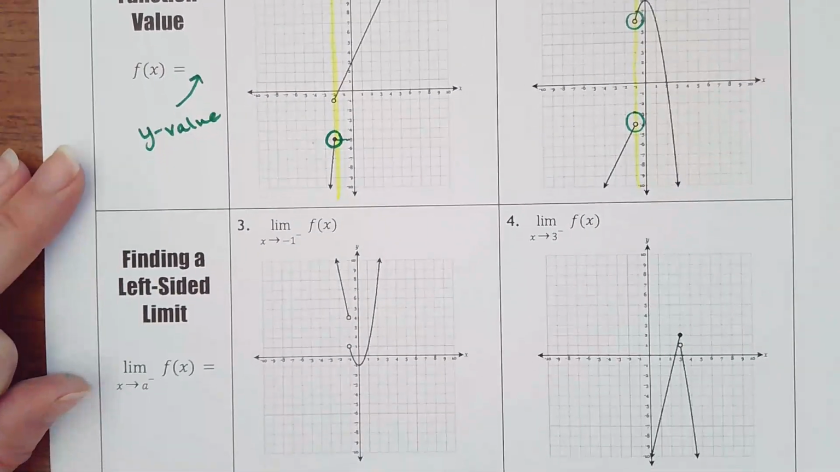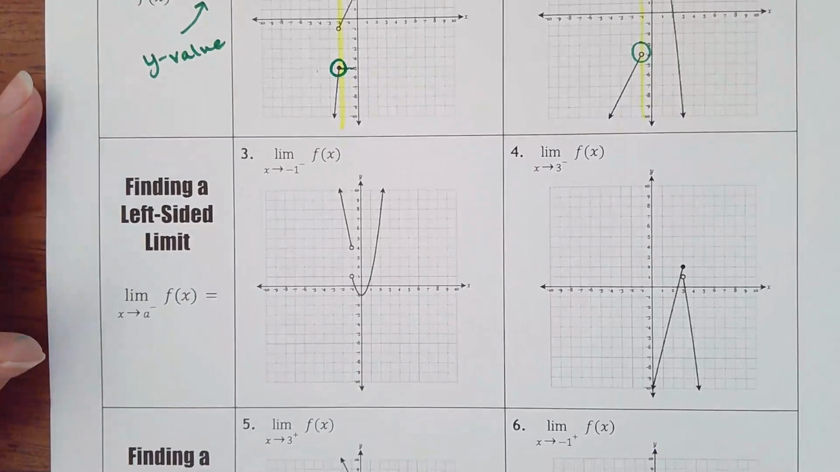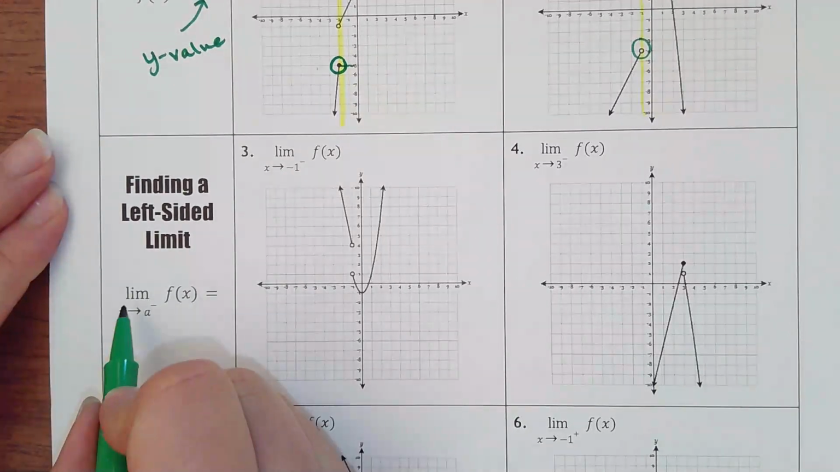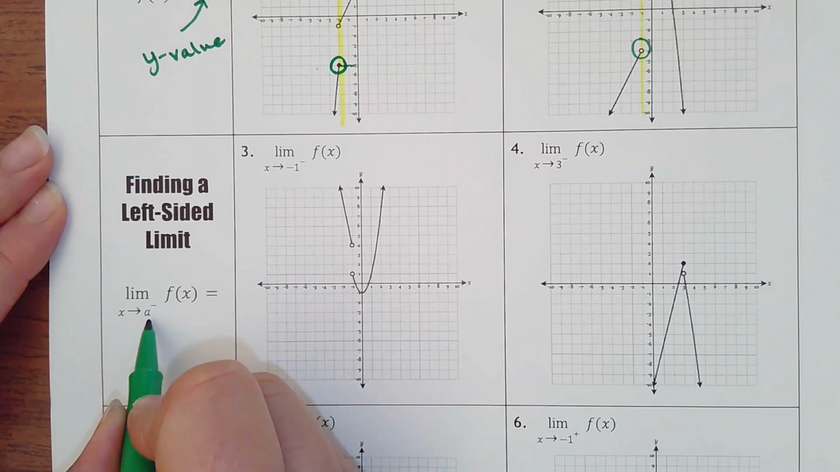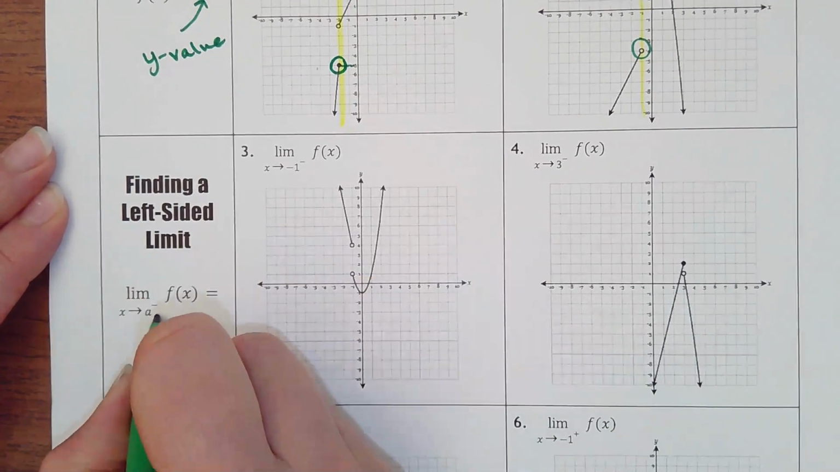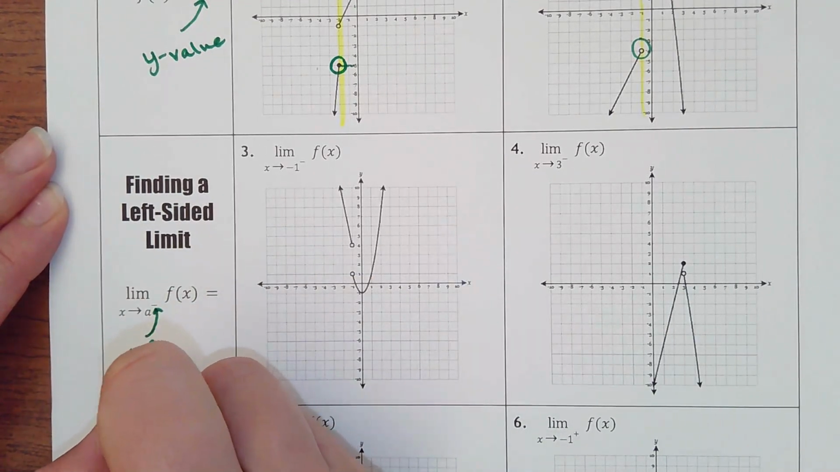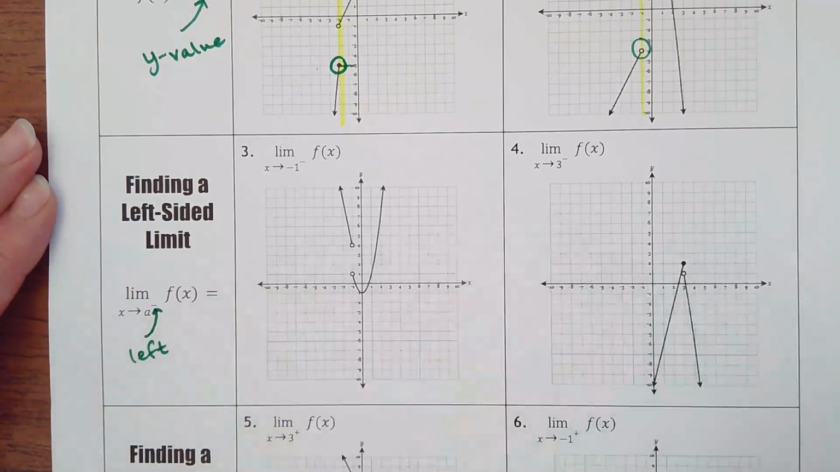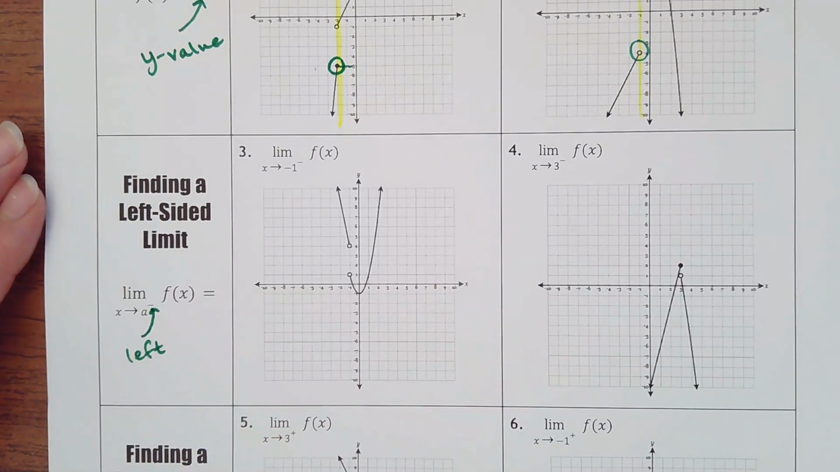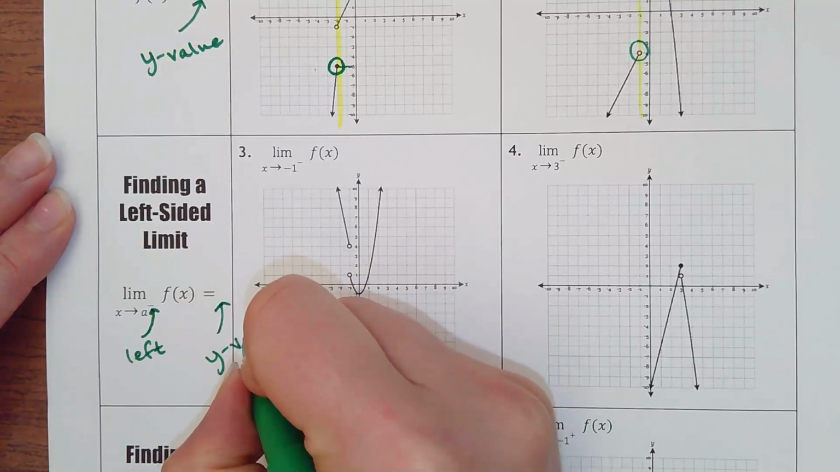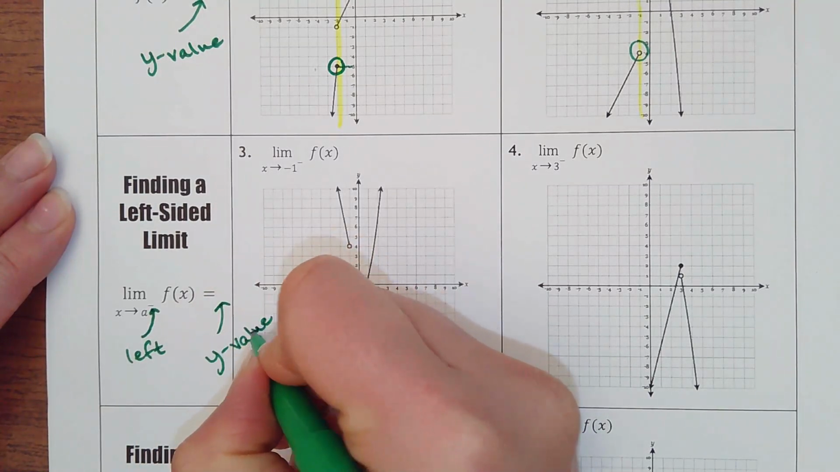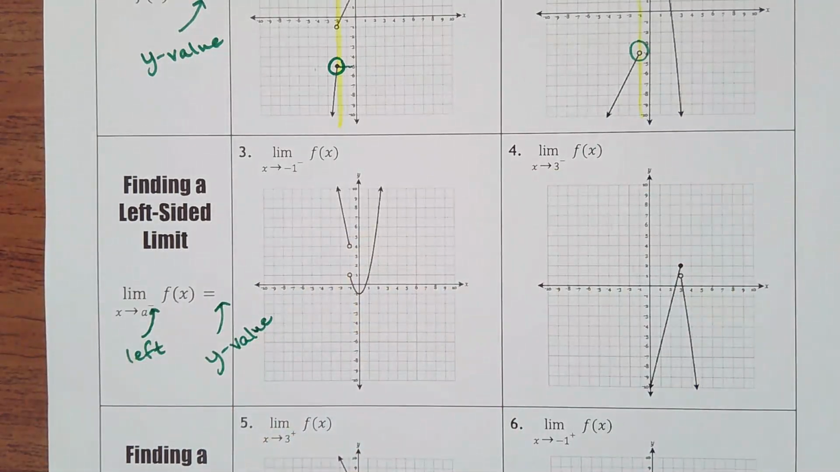Then let's talk about a limit. This notation is going to look different than anything you've seen before. It has LIM for limit, as x approaches a number from the left, of the function equals something. So again, it's a y value, but it's not necessarily is there a point there. It's what is the y value approaching as x is going to that number from the left.